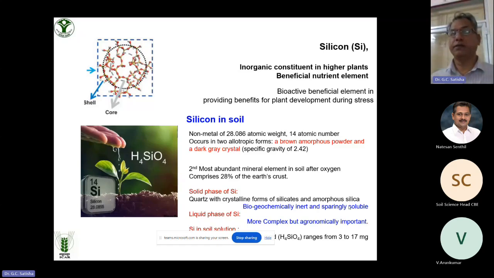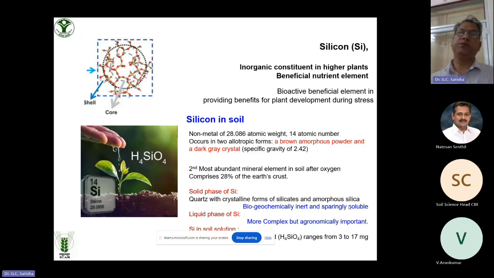Important, and as good as the role is like zinc, where it involves all the six major metabolic processes, it is available in nature very abundantly. It is the second most abundant element after oxygen, and comparatively 28% of it is available in the earth's crust.